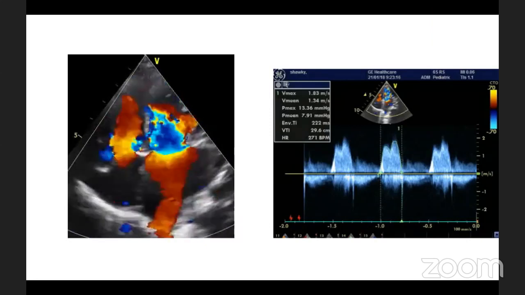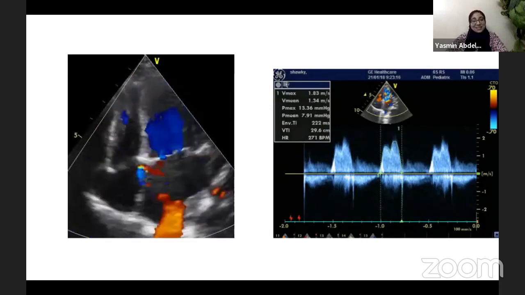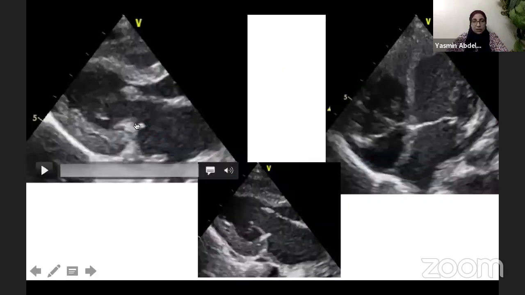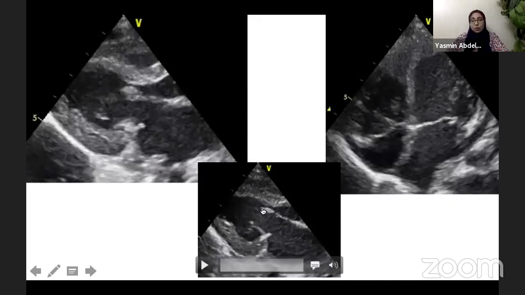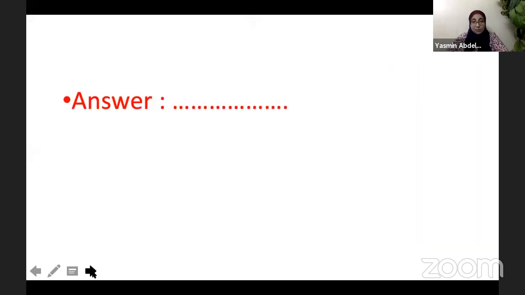So we have an answer of supramitral ring. Yes, good. This is a supramitral ring. I'll show it again in order not to be missed by any of us. This is one of the levels of left-sided obstruction. We can see it isolated or in association with Shone complex. Actually, this patient had a previously repaired coarctation, and that was an association. So he had a Shone complex.